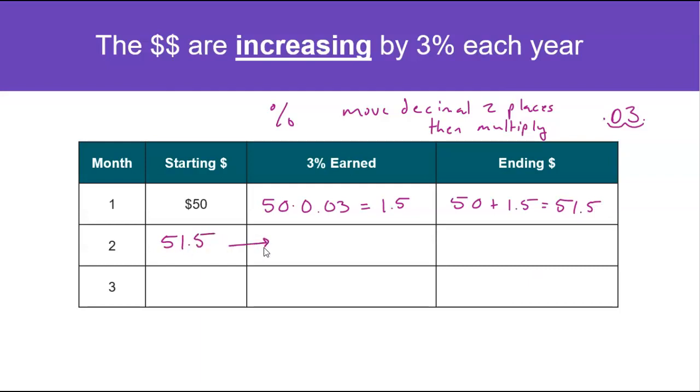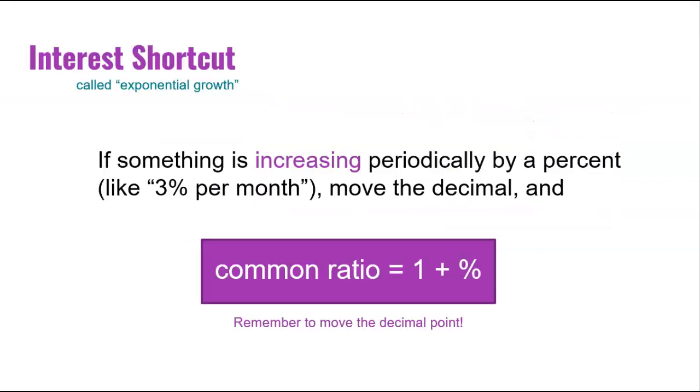But I'm going to show you a shortcut, so we don't need to go through all these steps every time. So here's our interest shortcut, also known as percentage exponential growth. If something is increasing by a percent, like 3% per month, like this problem, we're going to have a common ratio, and it's going to be 1 plus the percent. So in this case, we'd have 1 plus 0.03. So our common ratio in this example will be 1.03. And now we know, because it's a common ratio, we just have to multiply that every time.